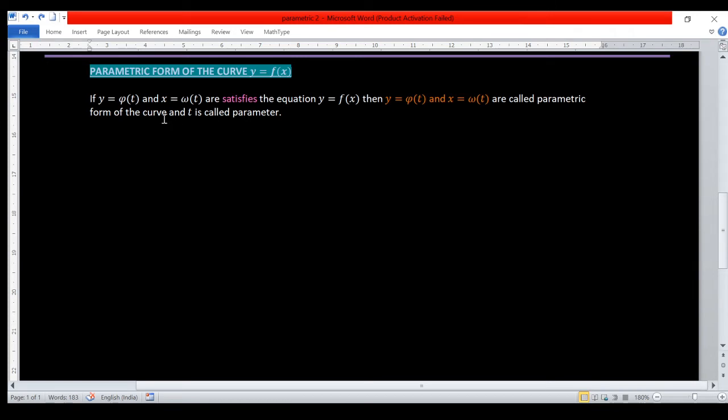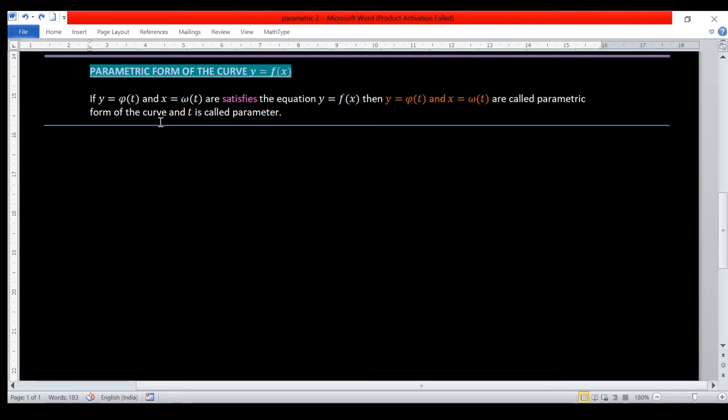So any functions of x and y that satisfy the equation y is equal to f of x, the values of x and y are taken as the parametric form of the curve. So that is the definition of parametric. Totally we have three variables in parametric: x, y, the standard variables, and t is the third variable.